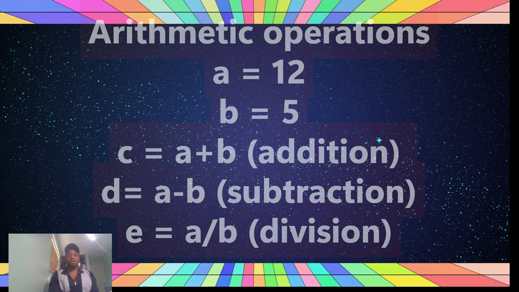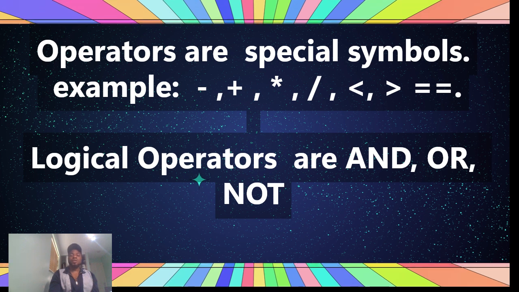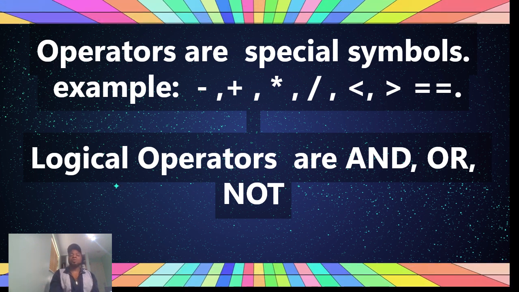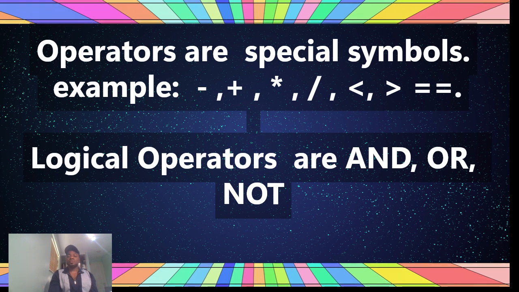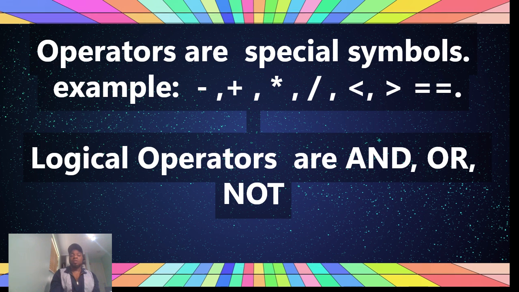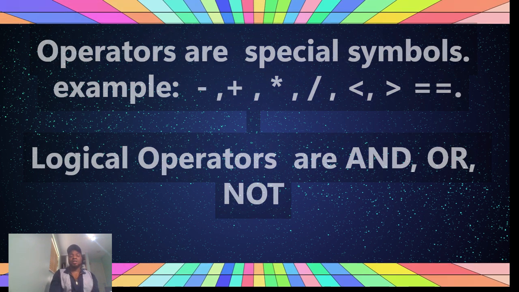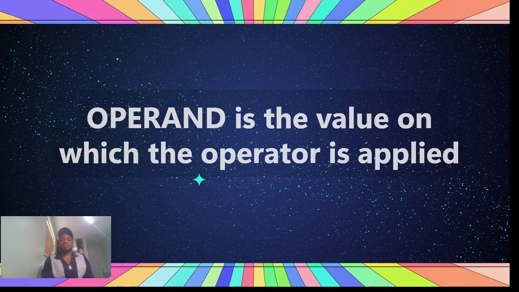So there are two terms that are commonly used, which are operators and operands. Operators are unique symbols which are used to perform arithmetic operations or logical operations. Arithmetic operations include addition, subtraction, multiplication, division, while logical operations involve the use of and, or, and all these conditional operations. While an operand is the value on which the operator is being applied.